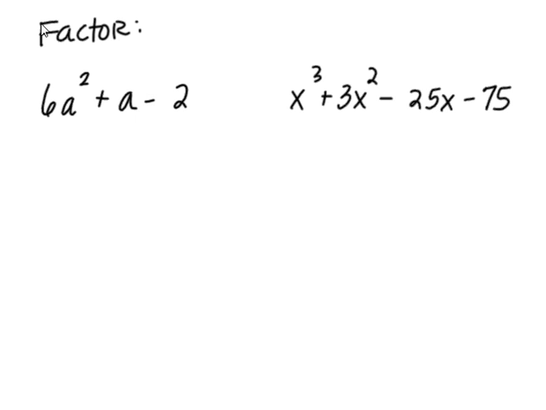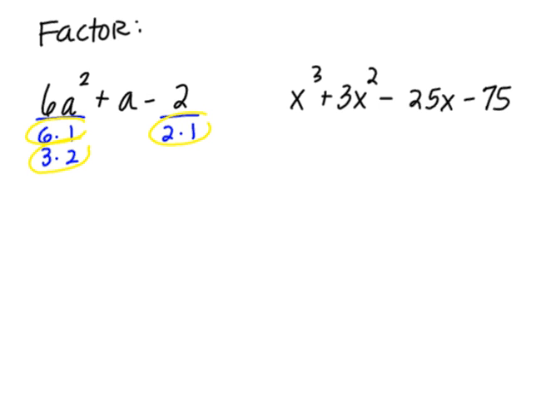I see it starts with a 6, so that tells me that it's a hard trinomial. My choices for 6 are 6 and 1 and 3 and 2, and my choices for 2 are 2 and 1. I have to decide which factors to use for the 6. My factors of 6 that I might try are 6 and 1 and 3 and 2, and then of course I have my factors of 2, which are 2 and 1.